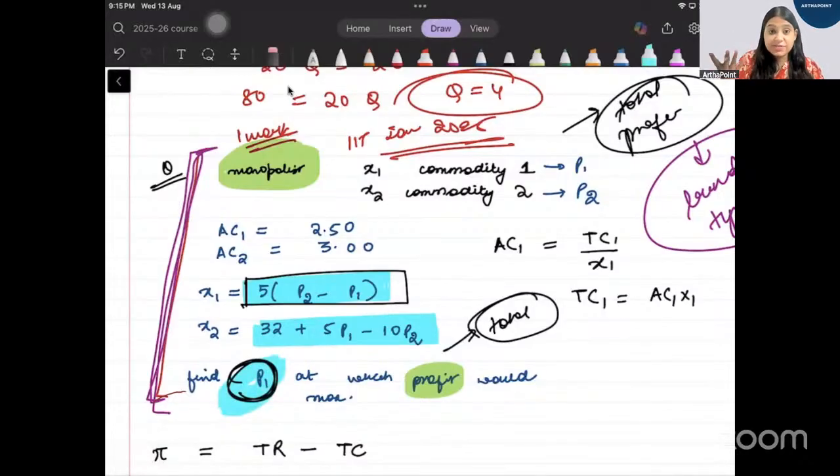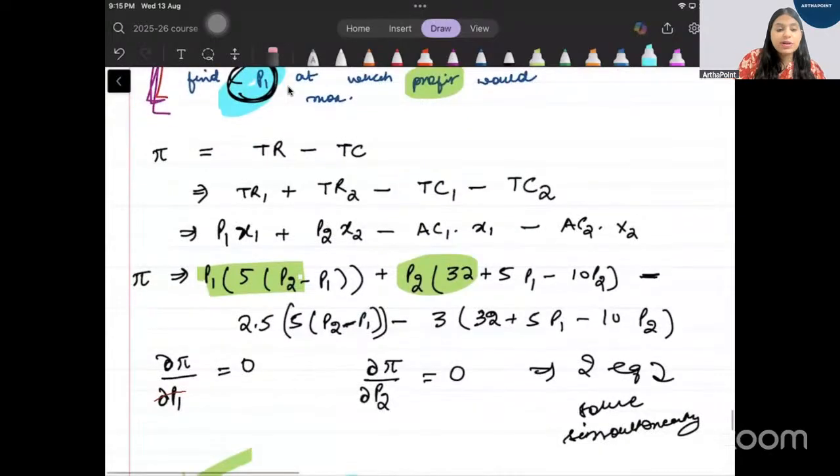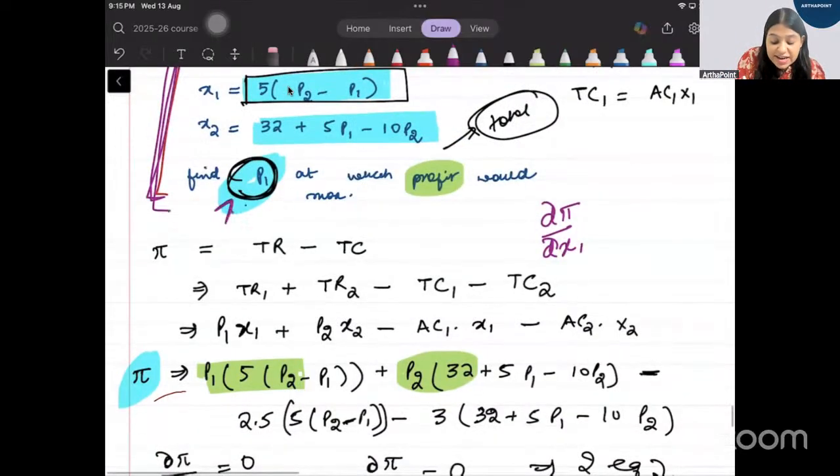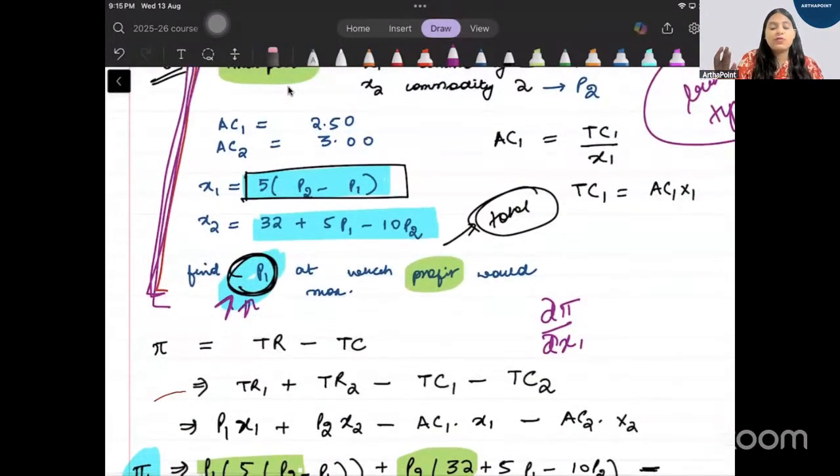And again, it's a very different kind of question, because usually when we make the profit function and maximize it, we differentiate it with respect to the quantities. We don't differentiate it with respect to price. But in this case we are differentiating with respect to price, because I have to find the price at which profit is maximized, not the quantity. So I differentiate my profit function with respect to P1 and P2, getting two equations like we do in Cournot, Stackelberg and Bertrand models, where we solve equations simultaneously.